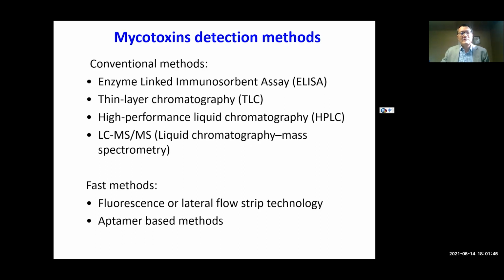And there are several methods that can detect mycotoxin in feed and feed ingredients. There are conventional methods, for example, enzyme-linked immunosorbent assay, ELISA, thin layer chromatography, TLC, and high performance liquid chromatography like HPLC and LC-MS. There are also some fast methods, for example, fluorescence, lateral flow strip technology, and optical-based methods.